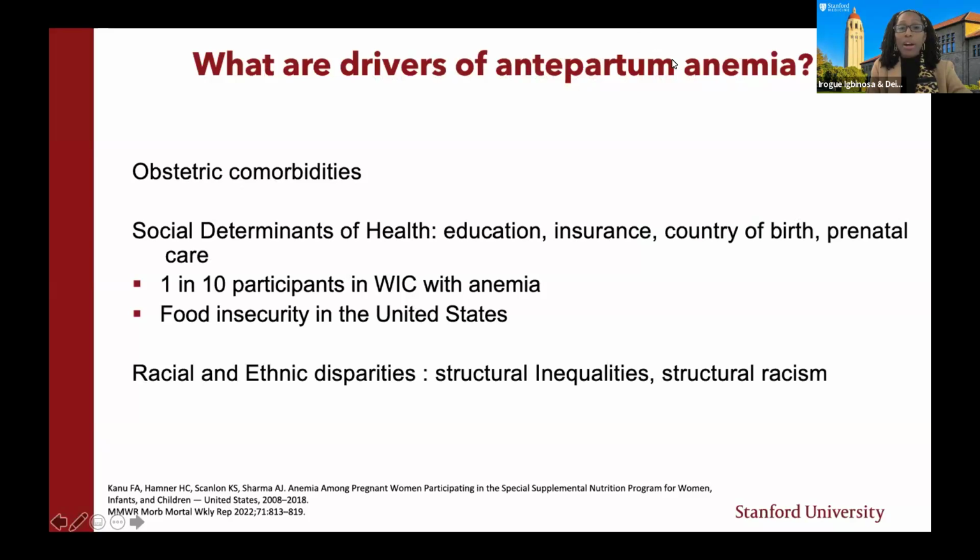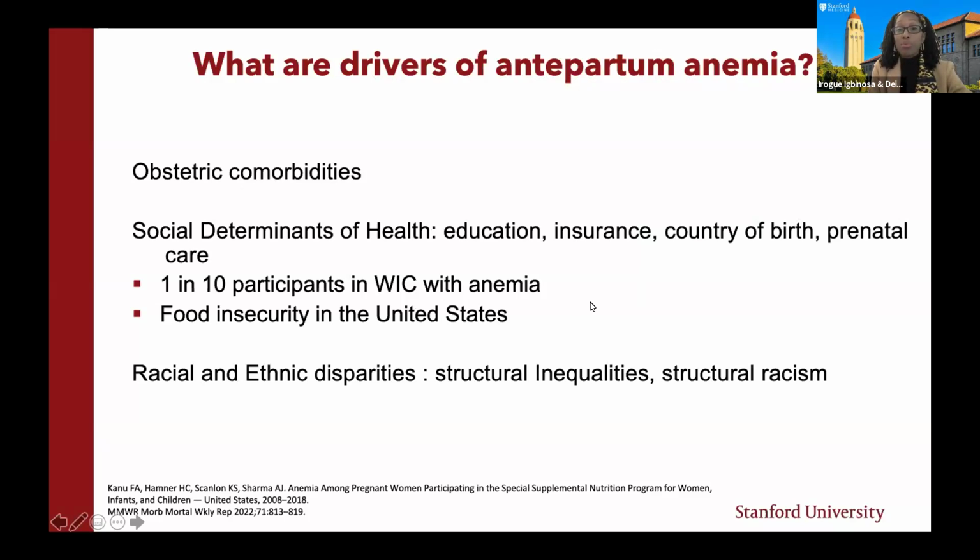And so thinking about what are the drivers of anemia? So we know there are obstetric comorbidities, that could be hypertension, diabetes. We think about social determinants of health, where people work, where they play, education, insurance, country of birth, prenatal care.